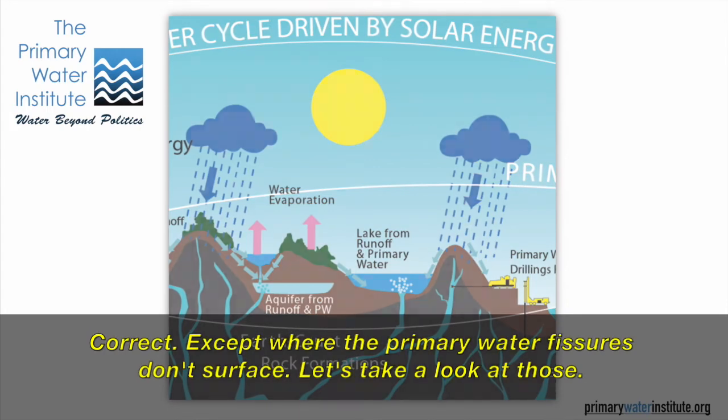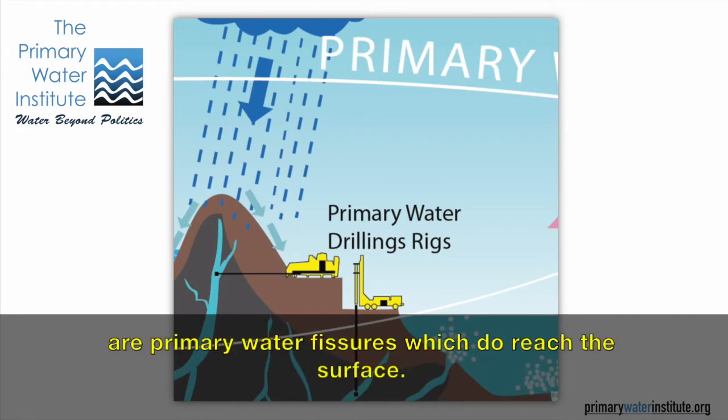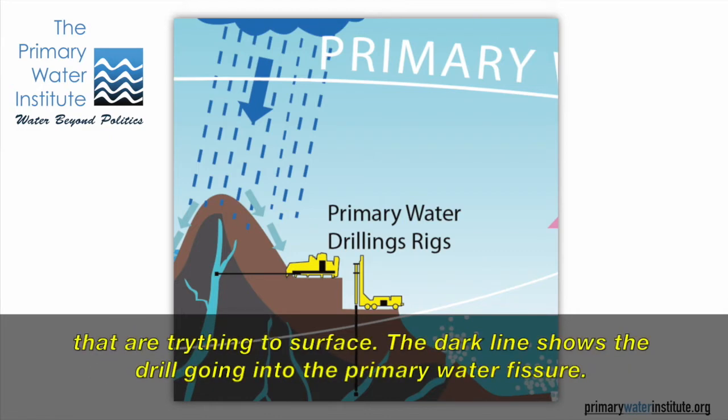Let's take a look at those. In this illustration, we see each of the two mountains underneath a large rain cloud, with primary water fissures which do not reach the surface. That is absolutely correct. You can see two drilling rigs showing that you can access those waters that are trying to surface. The dark line shows the drill going into the primary water fissure.